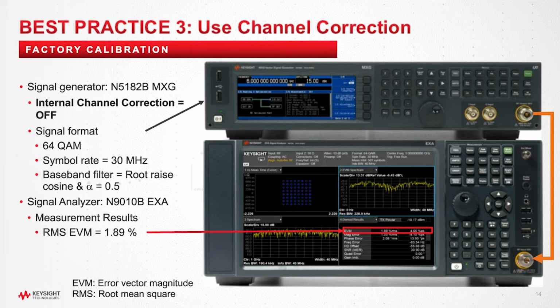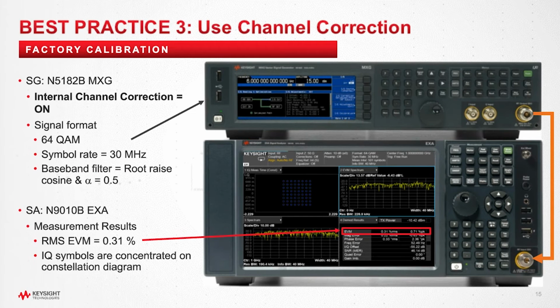The figure above illustrates a demodulation analysis for a 16QAM modulation signal with a 30 MHz symbol rate, and the channel correction is off. The error vector magnitude, EVM, is 1.89%. With the same signal and test setup, when we turn on the internal channel correction, the EVM is down to 0.31%, and the IQ symbols are more concentrated on the constellation diagram.